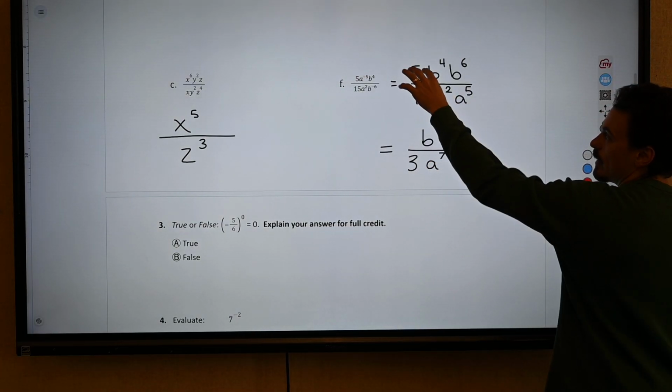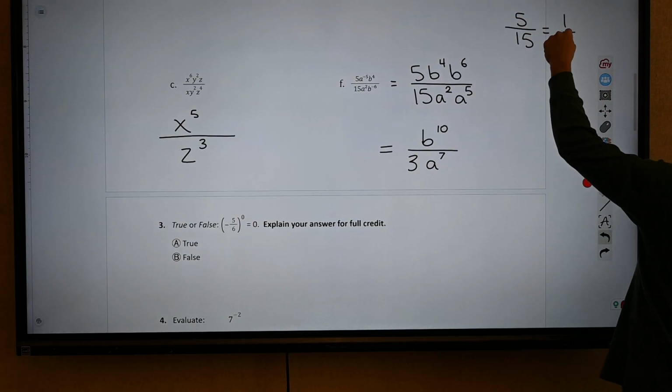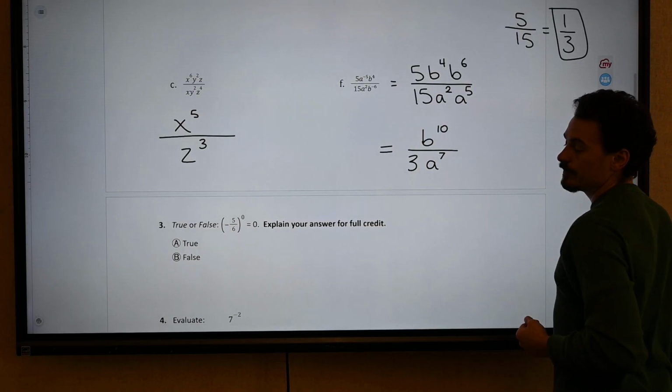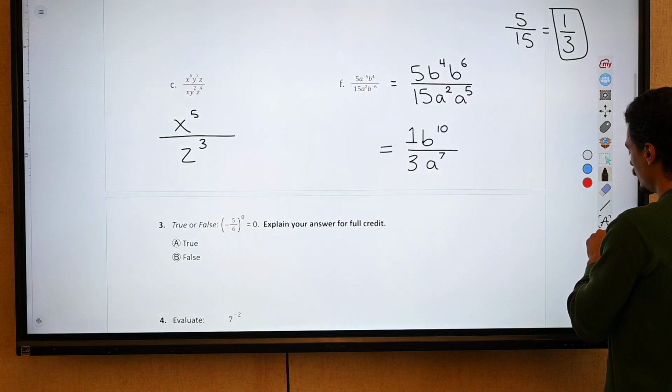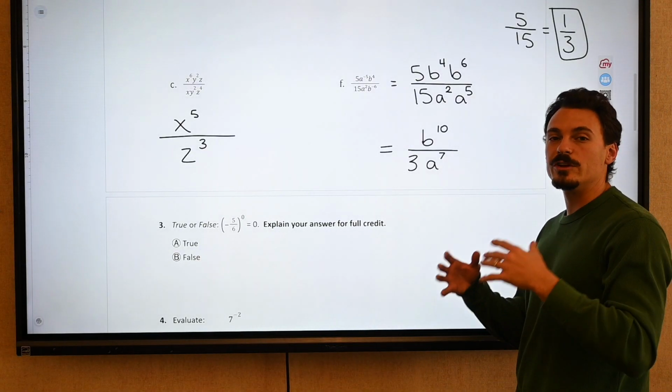Please notice right here I have 5 over 15. 5 over 15 is equal to 1/3, which is why I got a 3 right here. And then I don't write the 1 in front of a variable. I don't write a coefficient of 1.